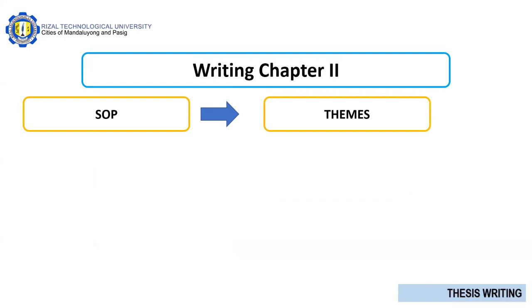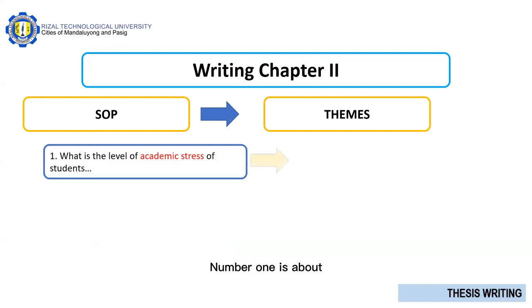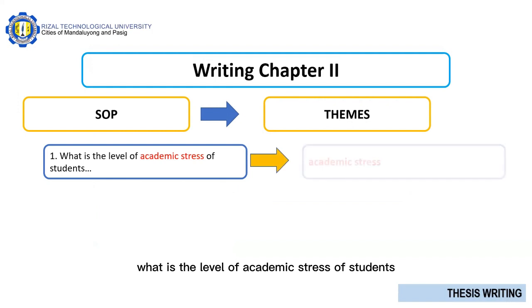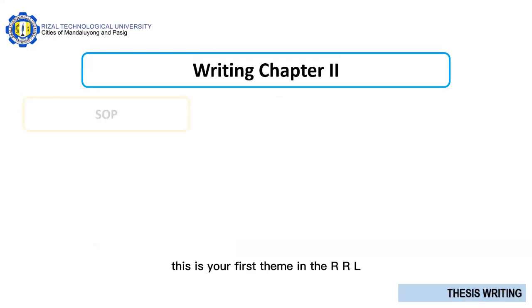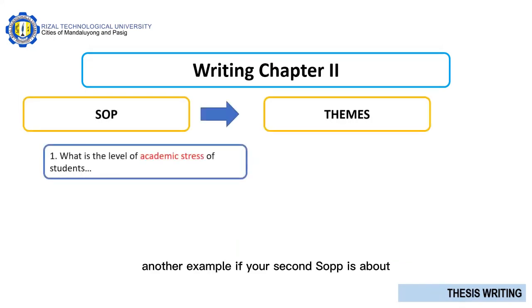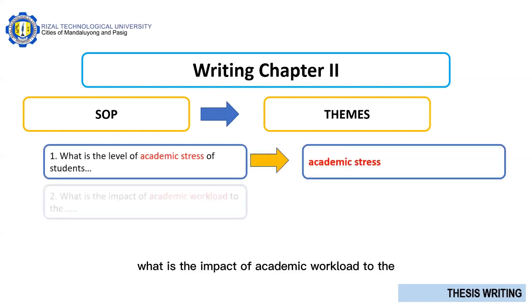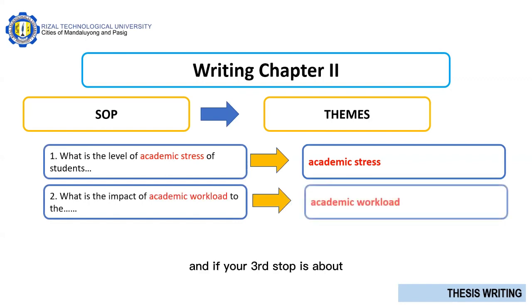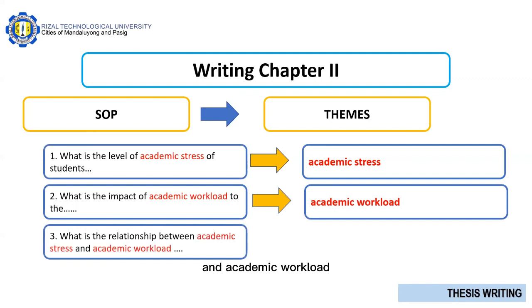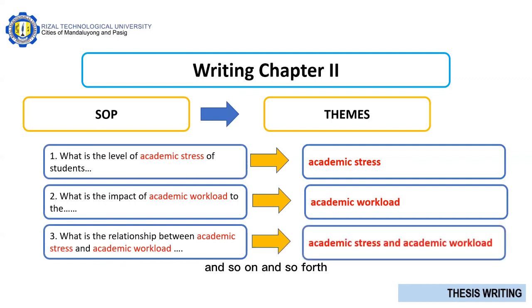For example, your first SOP, or SOP number 1, is about what is the level of academic stress of students. The thematic code for this SOP is academic stress. This is your first theme in the RRL. Another example, if your second SOP is about what is the impact of academic workload, the thematic code for this SOP is academic workload. This is your second theme. And if your third SOP is about what is the relationship between academic stress and academic workload, the thematic code for this is academic stress and academic workload. This is your third theme. And so on and so forth.